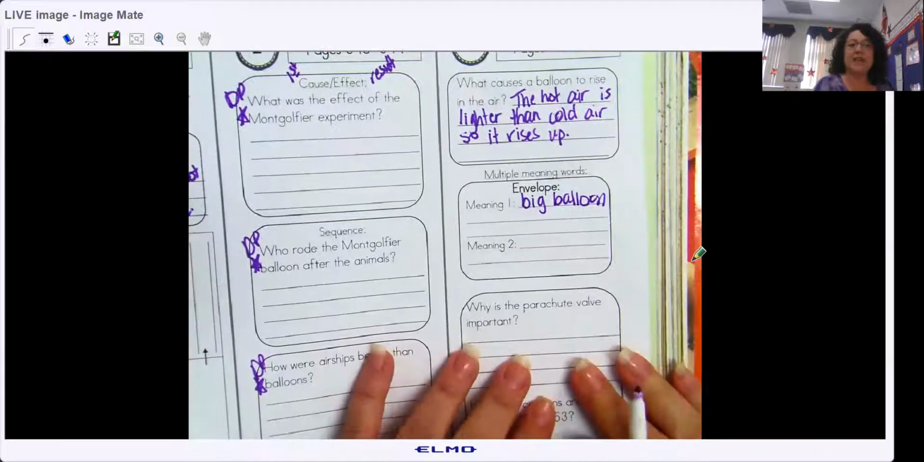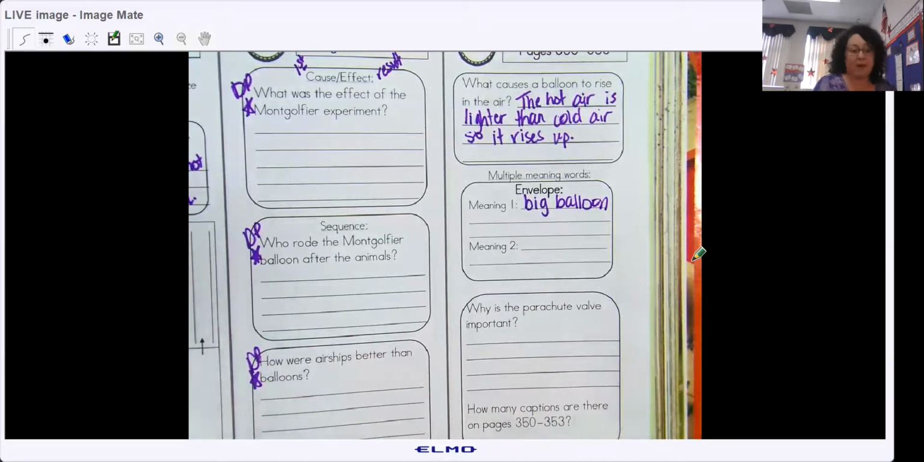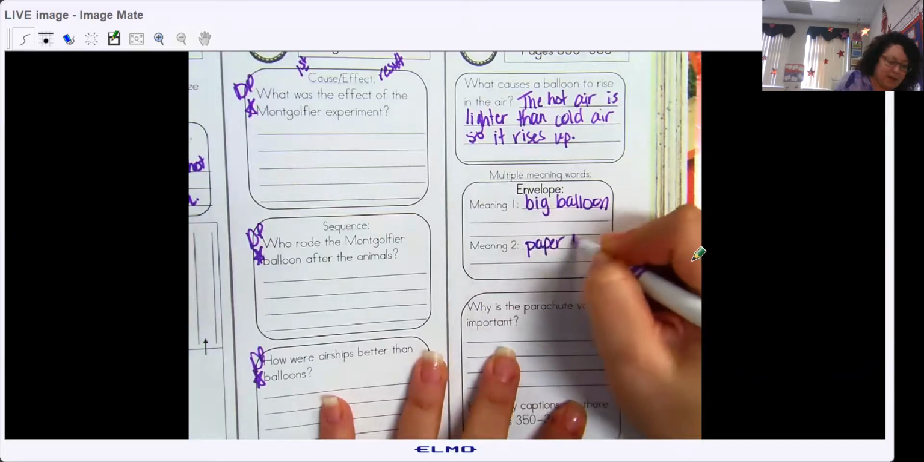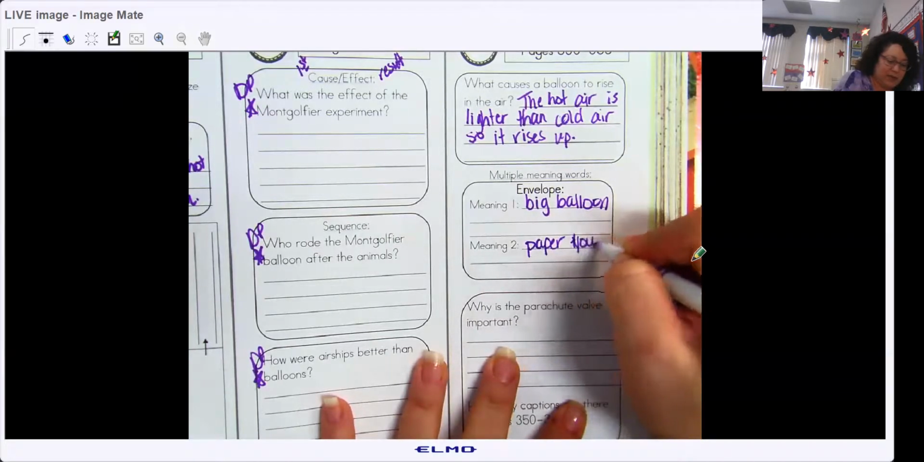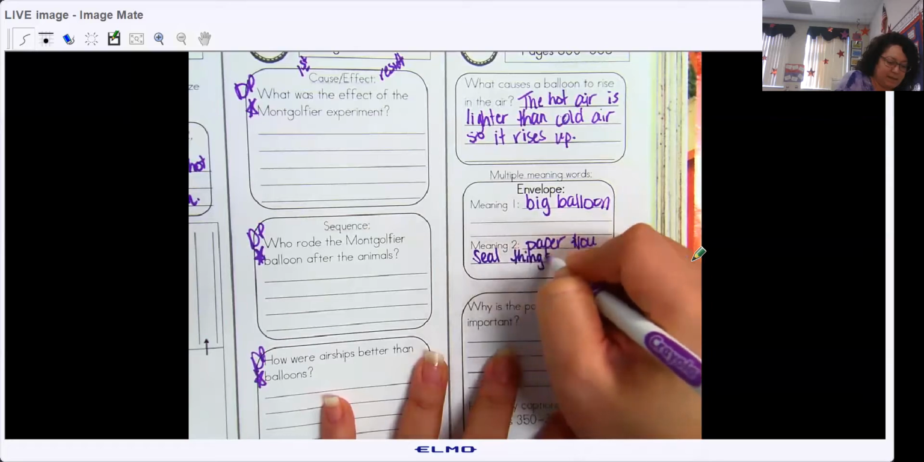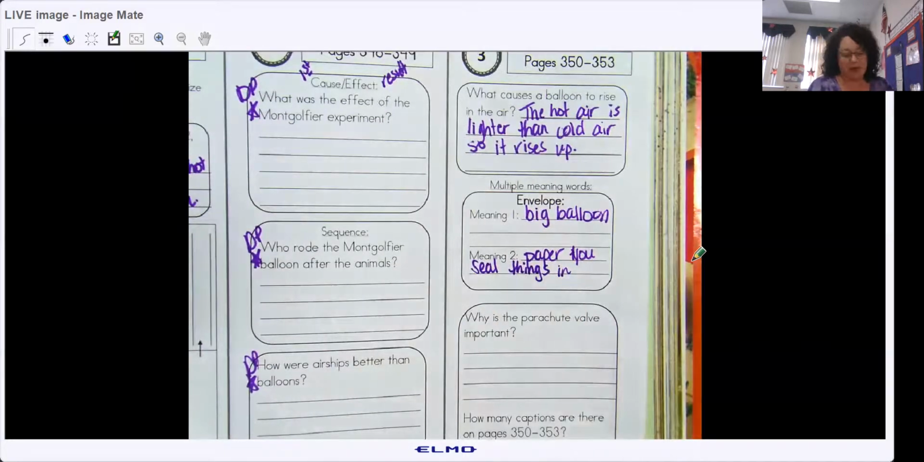Okay. And the other meaning, remember, was the envelope, the paper envelope. Paper you seal things in. Okay, but you put it, and those aren't complete sentences. That's why I don't have periods or capitals. Okay.